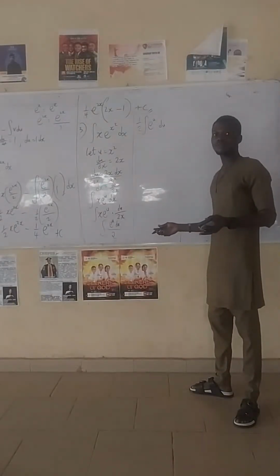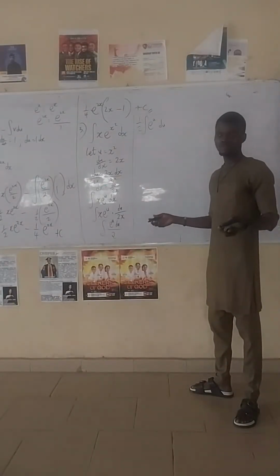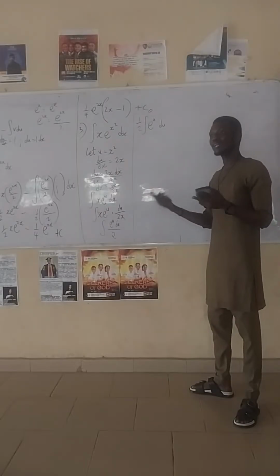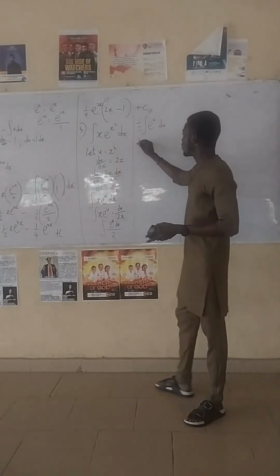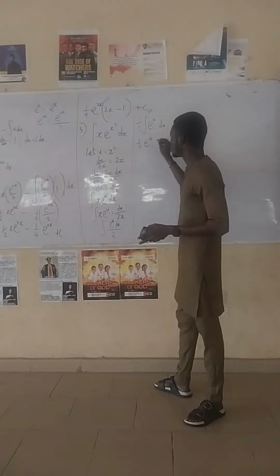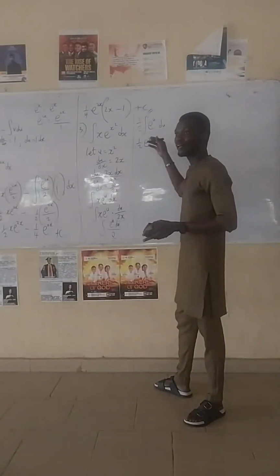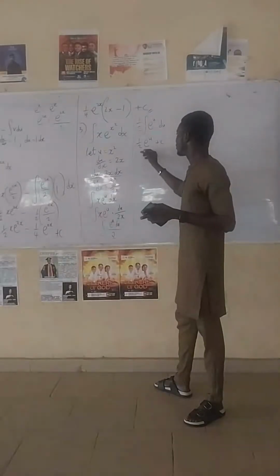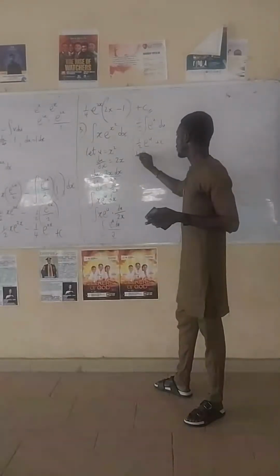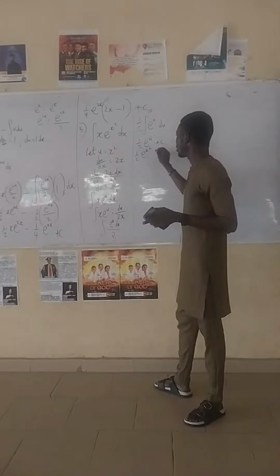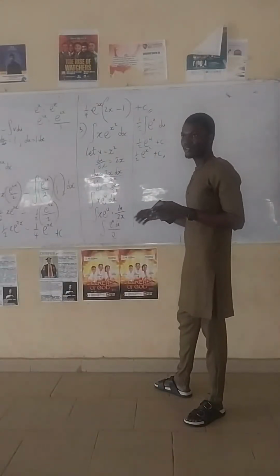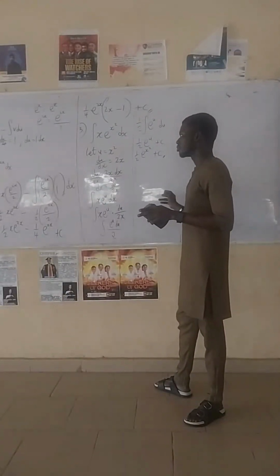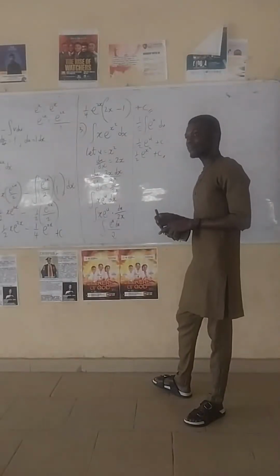The integral of exponential u is exponential u, just like exponential x is exponential x. So that means you have 1 over 2 exponential u plus c. But recall, it must be with respect to x. What's our u? x squared. So you have 1 over 2 exponential x squared plus c. So that's the answer to that question. This one is by substitution, not by parts.